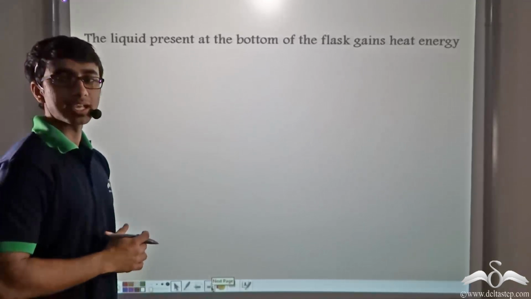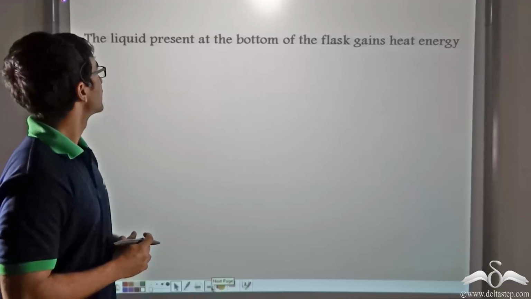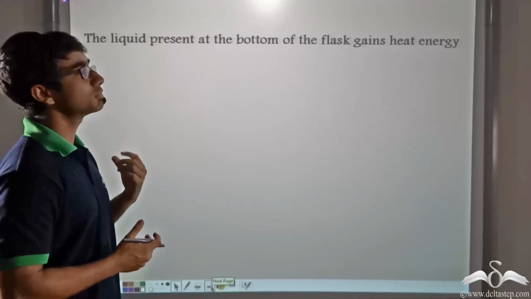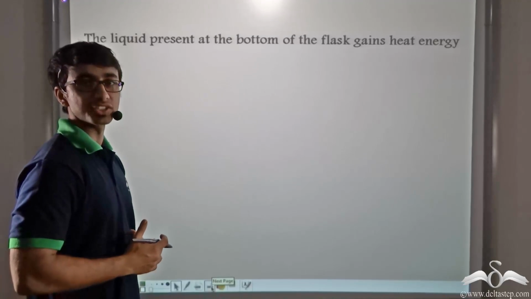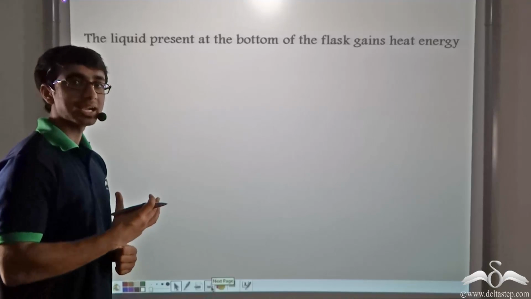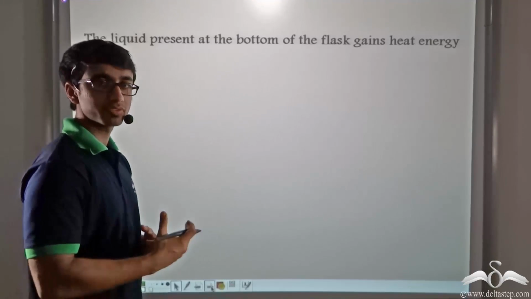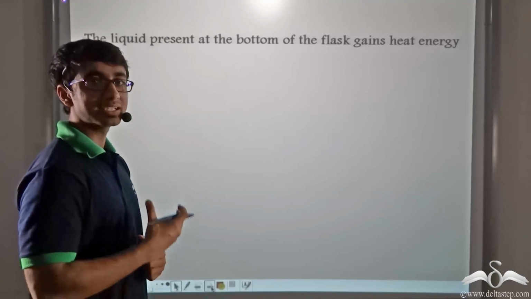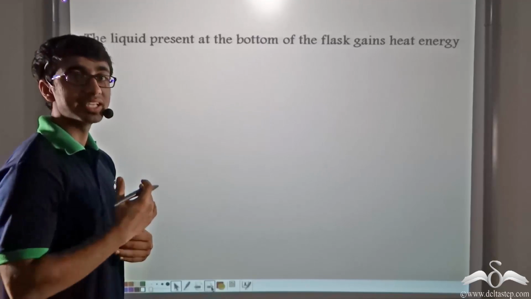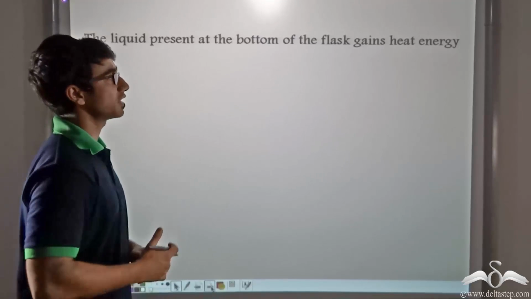So let us see what is happening. Firstly, the liquid that was present at the bottom of the flask gained heat energy. How? Because we had placed the spirit lamp at the bottom of the flask, and while the spirit lamp burned, it imparted heat energy to the bottom of the flask.